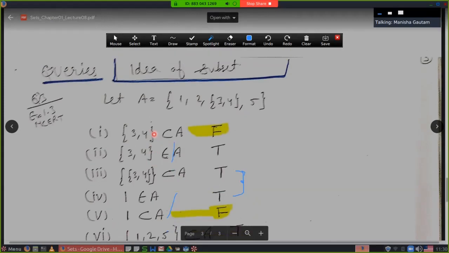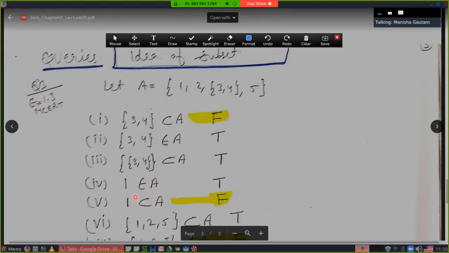1 belongs to A. Yes, you can see here 1 is an element of A. So 1 belongs to A. Whether 1 is a subset of A? No, 1 is not a subset of A. If you put this 1 in a curly bracket, first you make the subset, then you can apply this property. 1 is not a subset of A. 1 is the element which belongs to A. It means belongs to A is true and subset of A is false.